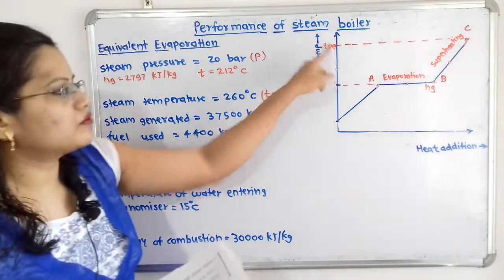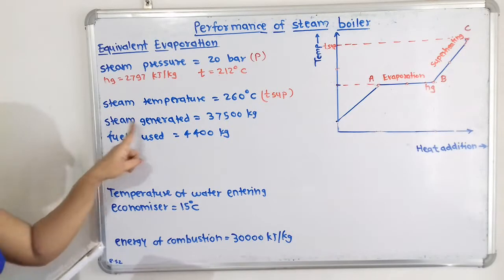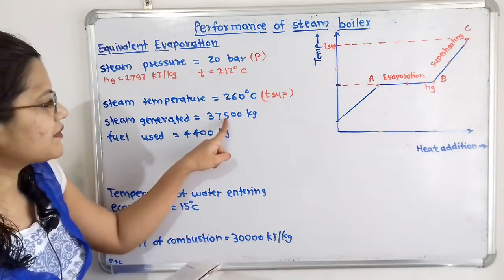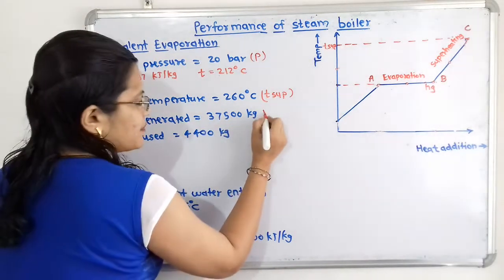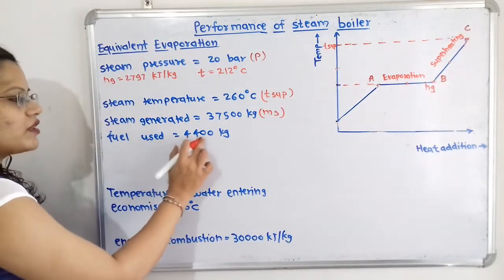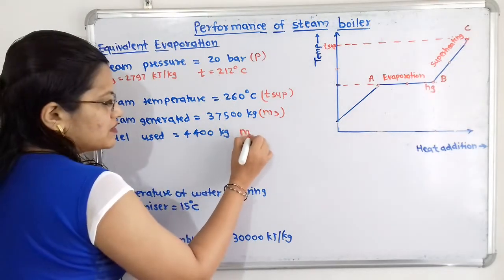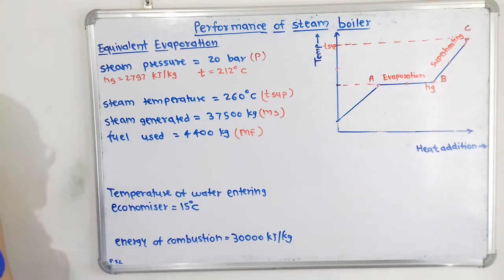That we have to write. Then steam generated, 37,500 kilograms. So this is the mass of steam generated given. So we will say that this is MS. Then fuel used, 4,400 kilograms. So this is the mass of fuel used given. So we will say MF.